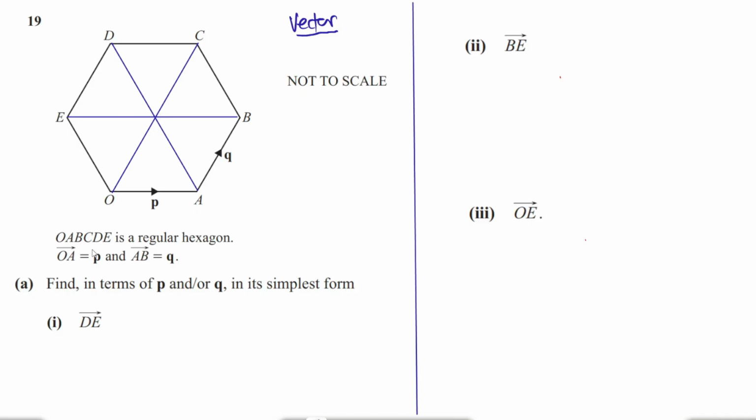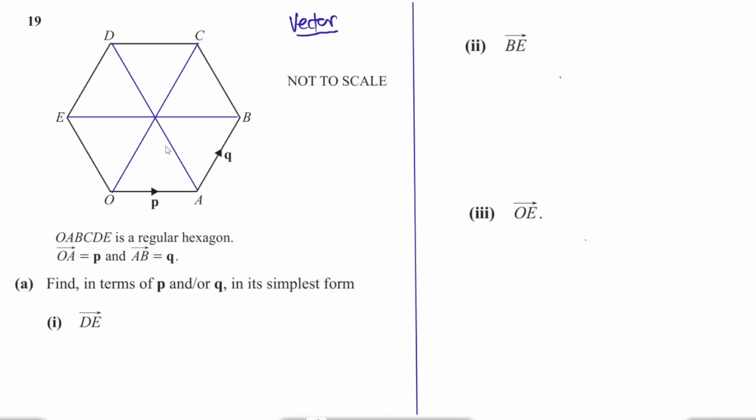We are having OABCDE is a regular hexagon. So this is a very important word in this problem. Regular means all sides equal, all angles are equal. Vector OA is given as P, fine. Vector AB, A to B, is given as Q. Now whatever I want to show you, I'll do it in a very simpler manner, and I'll show you something which many students couldn't see.